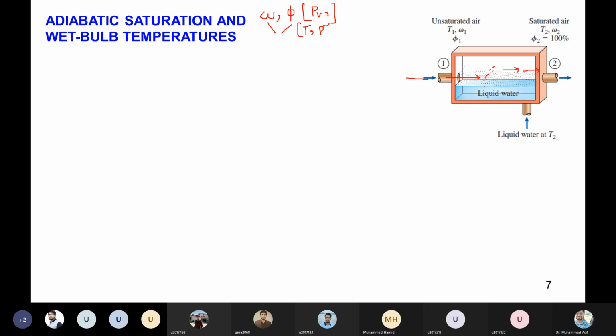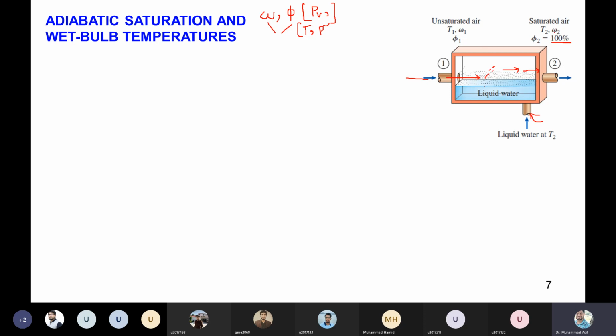This box is very large, right? So when the air reaches point 2, it is completely saturated. Completely saturated means the value of phi is 100%. Let's say we have temperature T2 and omega 2 at point 2. And the amount of water vapor that vaporizes can be made up through this water at the same temperature, equal to T2, right?